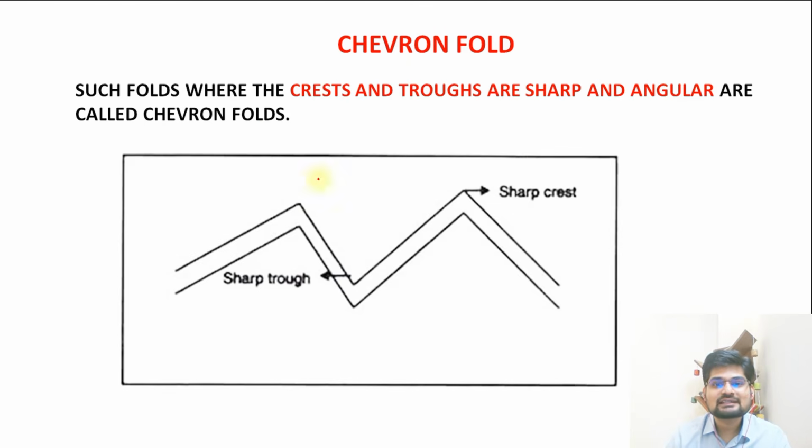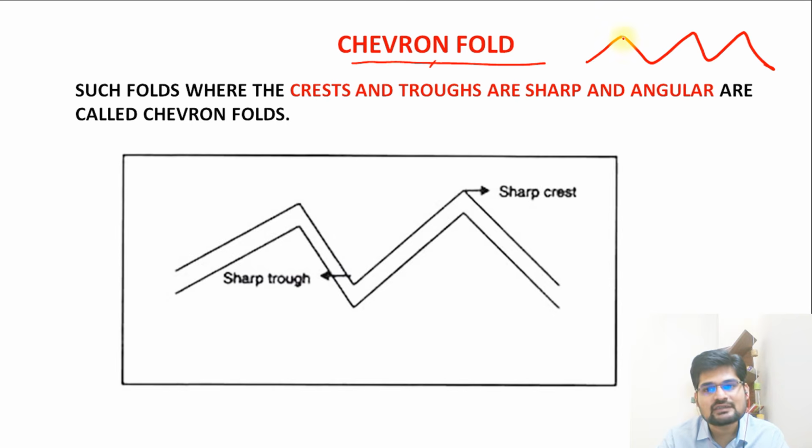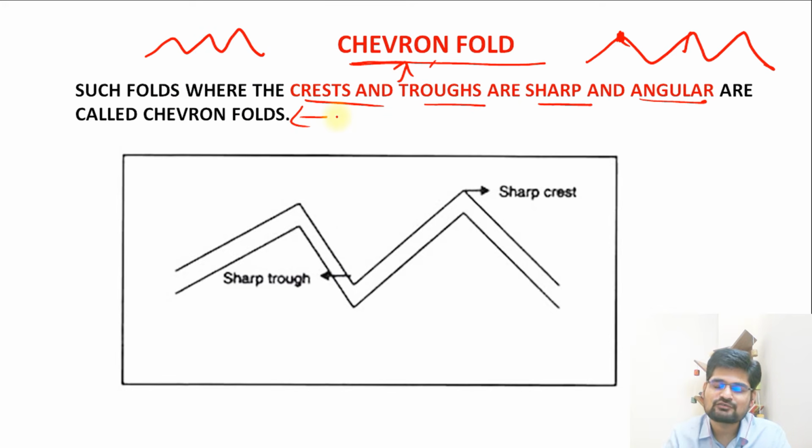Now the next one is chevron fold. This is very interesting and very simple to understand. Chevron is basically a crest and trough which is very sharp. Remember, it's very similar to your zigzag toothbrush. That kind of fold is called a chevron fold. So such folds where the crests and troughs are sharp and angular are called chevron folds. So sharpness is one important thing here.